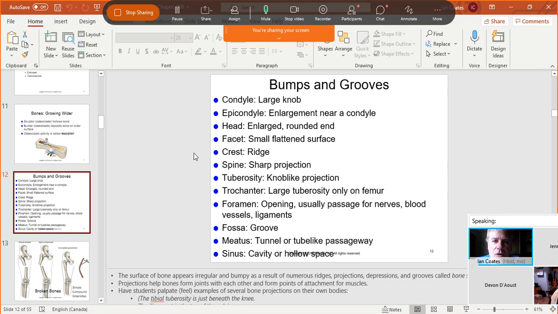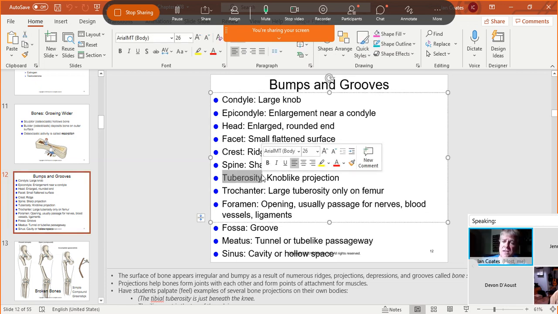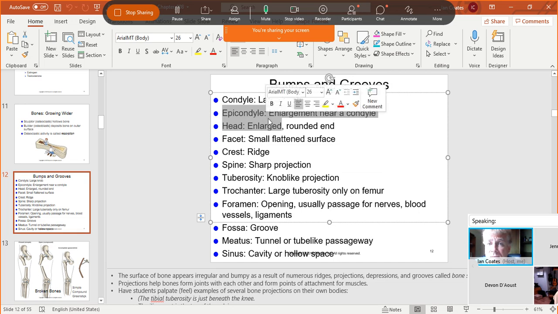Here's just some words. You guys can have a look at these. These are from your book. These are just terminology that have to do with bones. And remember tuberosity? You know what I mean? These little projections on the bone. They look like little ridges. That's all they are, just for muscle attachment. These kinds of things. There's a condyle, which is a large knob. Epicondyle. Okay. You'll find these in the elbow. Okay. The head of the bone, the facet of the bone, the crest of the bone, the spine of the bone, tuberosity, trochanter, foramen. This is a big one here, and I'll go into this one.